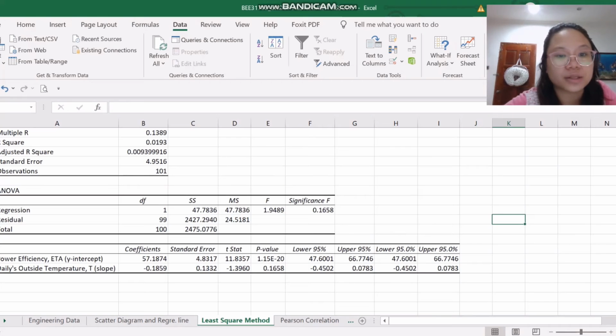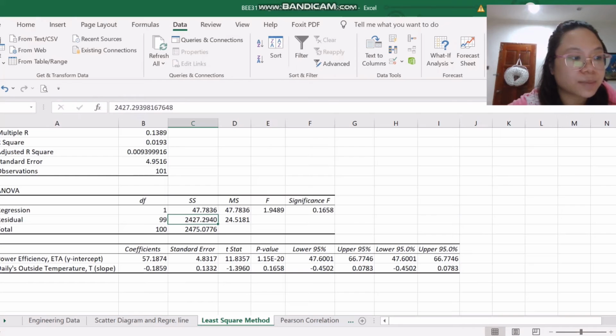So we have the ANOVA table, from which we know that the sum of squares regression, SSR, is 47.7836. Next, the sum of squares residual or error, SSE, which is the amount of unexplained variation, is 2427.2940. And then the sum of squares total, SST, which is the sum of SSR and SSE, known as the total variation, is 2475.0776.